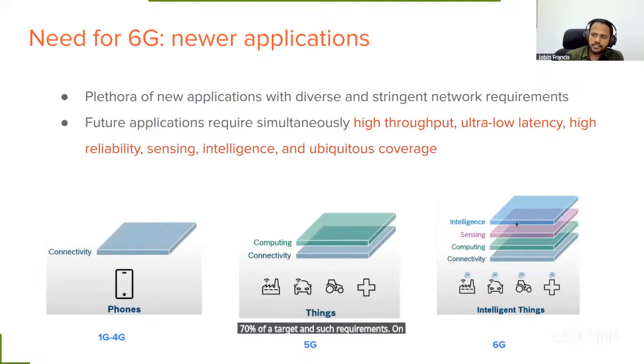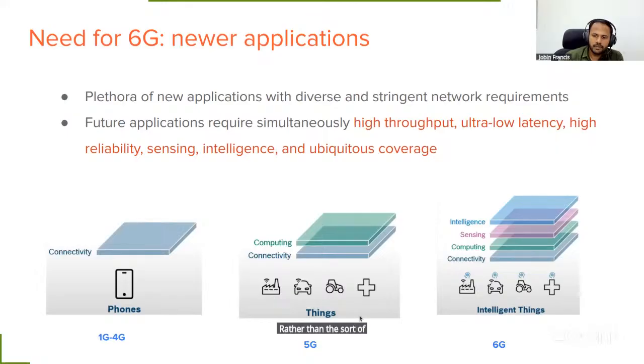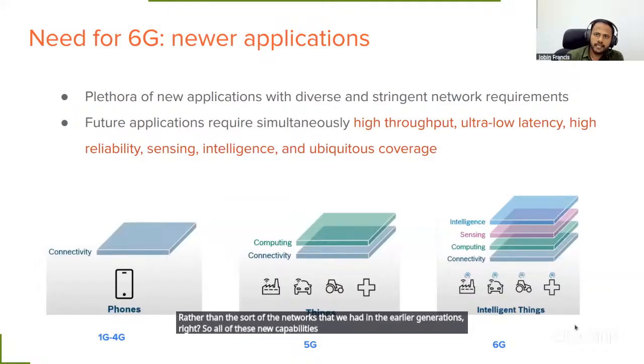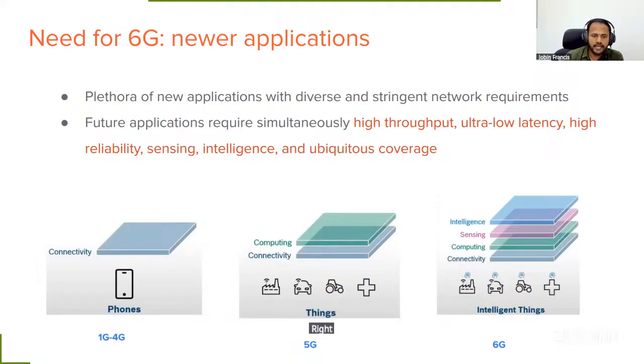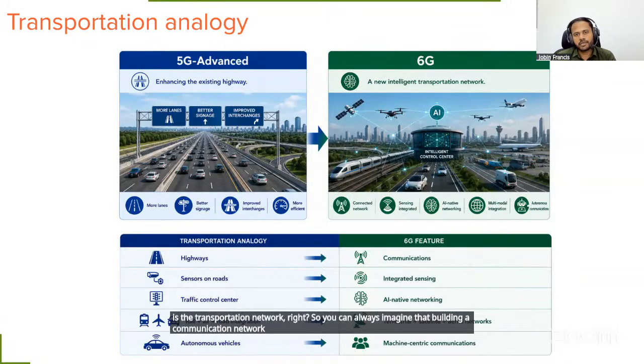On top of that, it has to natively support intelligent devices, and also the network itself has to be intelligent, right? So it should be able to adapt itself, rather than the sort of networks that we had in the earlier generations, right? So all of these new capabilities warrant the need for a new generation of cellular network, rather than just enhancing what is already there. Okay, right? So a good analogy to make here is the transportation network, right? So you can always imagine that building a communication network, that is a cellular network, is analogous to building a transportation road network, right?